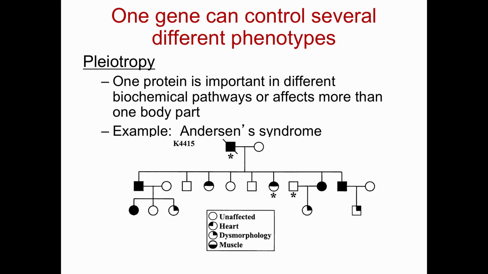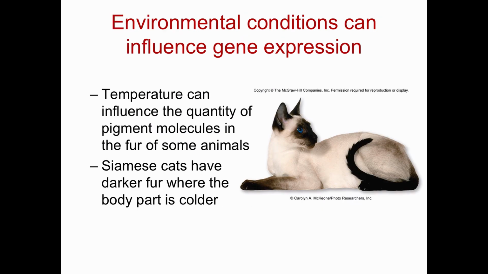Another thing that we see, that is even more complicated, is that most traits in humans are probably controlled by the action of more than one gene, and these are called polygenic traits. That's coming next. Sorry. This one is sort of interesting.